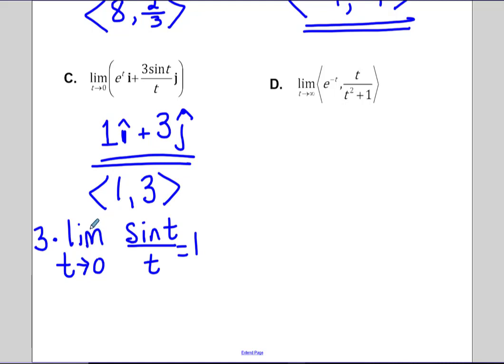And then this one, the limit as t goes to infinity of e to the negative t, that would approach 0, and then this is 0 divided by 1, which would also approach 0. So 0 over 1, and our limit at infinity is 0, 0, so the origin. You could also use L'Hopital's rule on this one if you needed to.